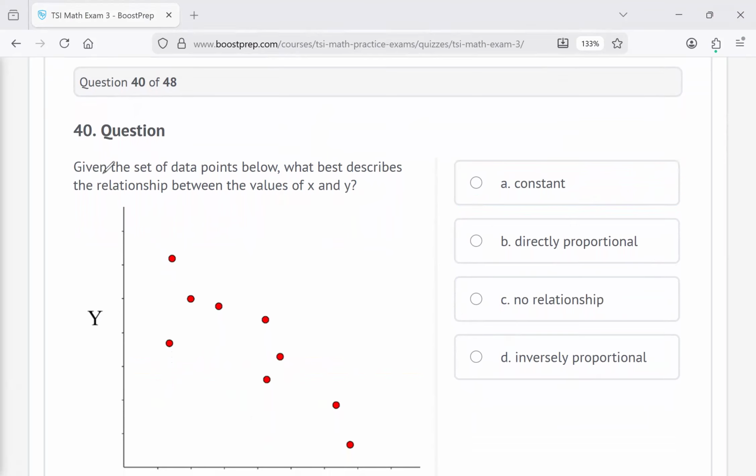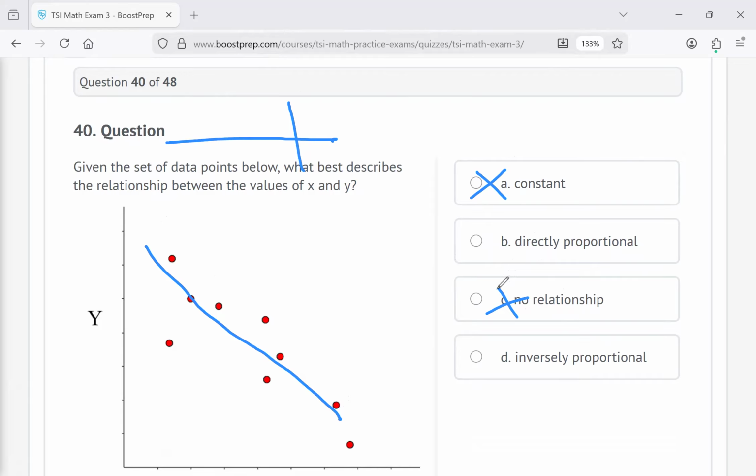Okay, here we go. Question 40. Given the set of data points below, what best describes the relationship between the values of x and y? So we have this dot plot. They look like they're going in the negative direction. I think it's not constant, because if it's constant, it's either going to be completely horizontal or vertical, which we don't have. Is it directly proportional or inversely proportional? I don't think it's C, so you can forget about A and C.